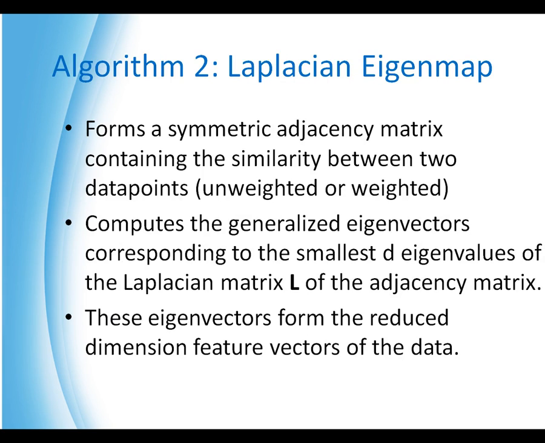Next, another algorithm, which is known as Laplacian eigenmap, is based on computing the Laplacian matrix out of an adjacency matrix. Now, what is an adjacency matrix? It is composed of the similarity values between two data points. It might be unweighted or might be weighted. Then we find the generalized eigenvectors corresponding to the smallest d eigenvalues of the Laplacian matrix, and these d eigenvectors form the new feature space, which is only d-dimensional, a reduced form.